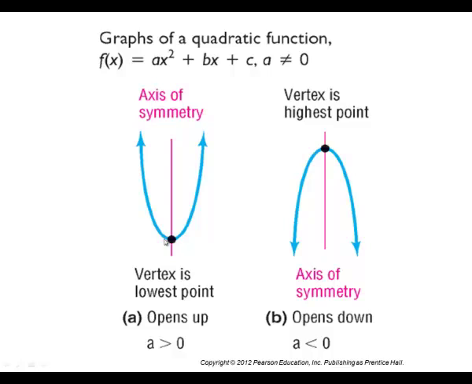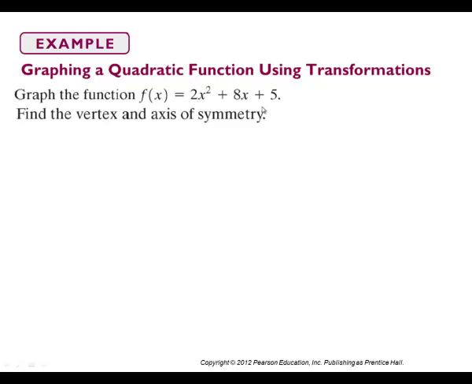Here we get the minimum when the parabola opens up. When the parabola opens down, we get a maximum point. And so we have this axis of symmetry that goes through the origin. And the axis of symmetry is negative b over 2a. That is also the x-coordinate for the vertex.